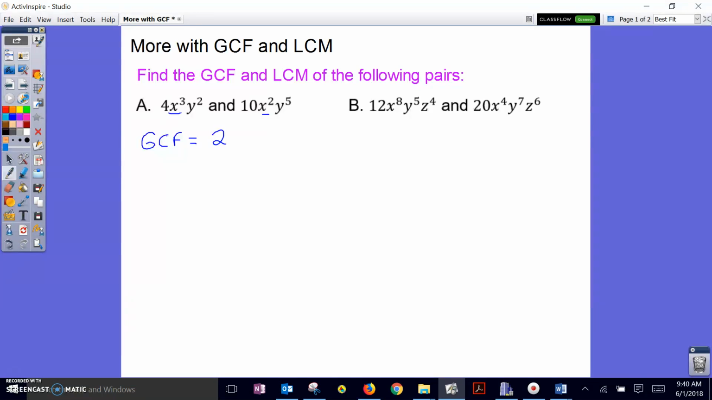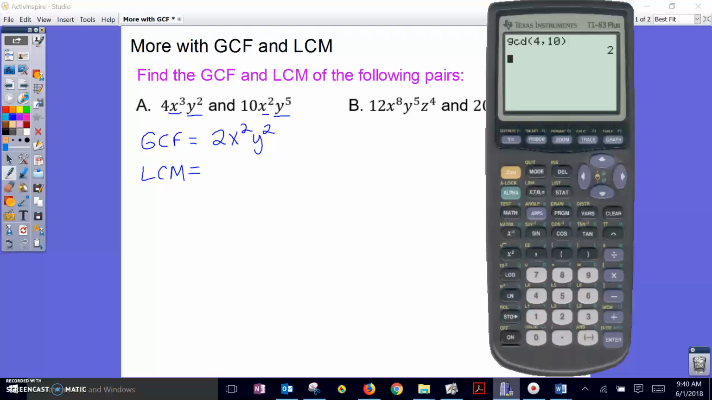I've got an x to the third and an x squared. I want the smaller power. That's x squared. I look at the y's. Got y squared and y to the fifth. I want the smaller power. That's y to the second. So there's my GCF.